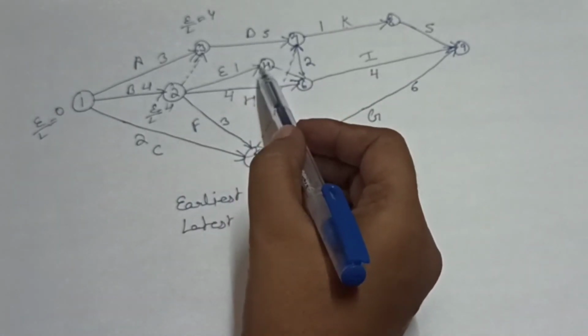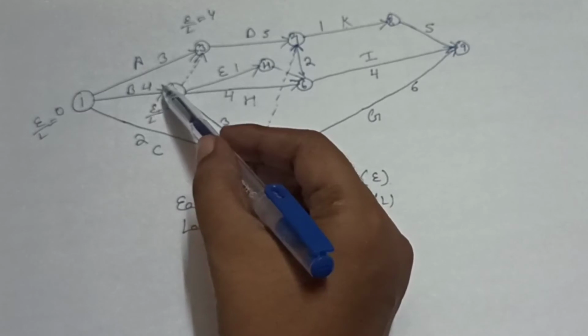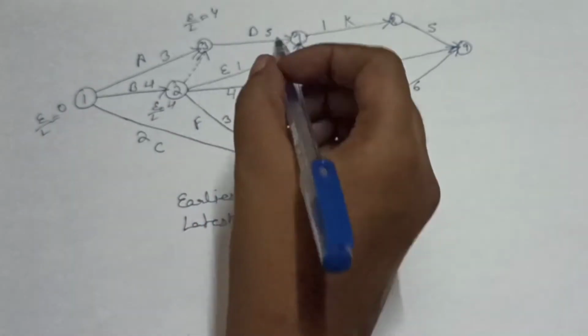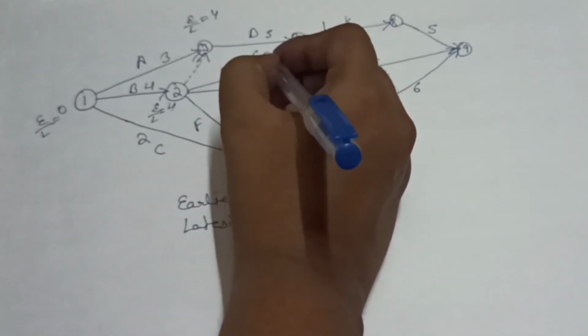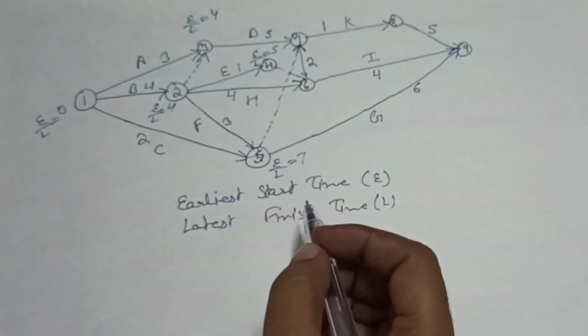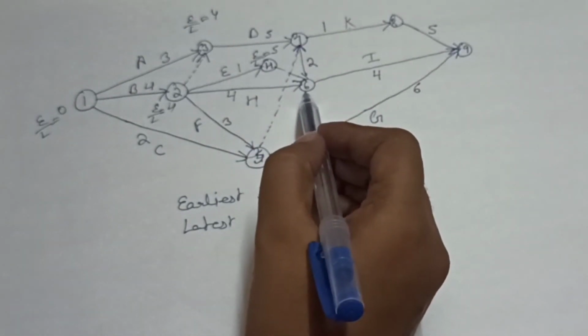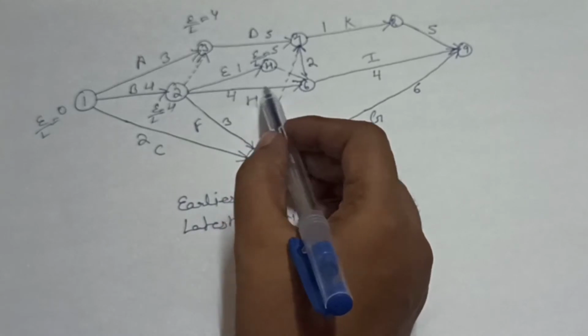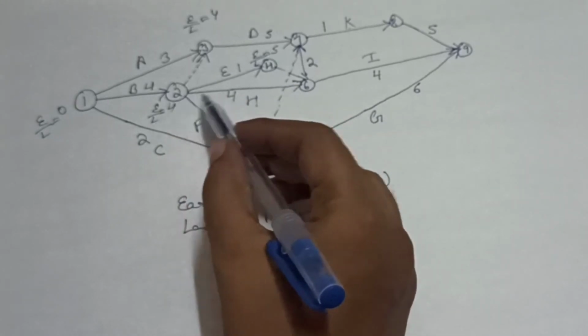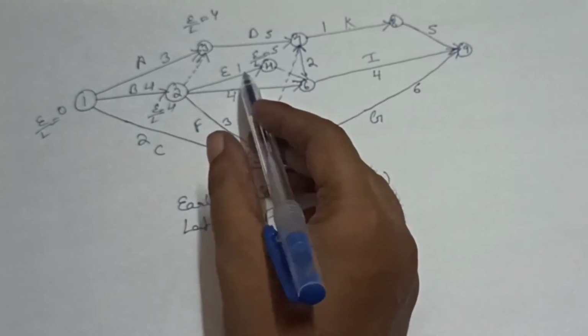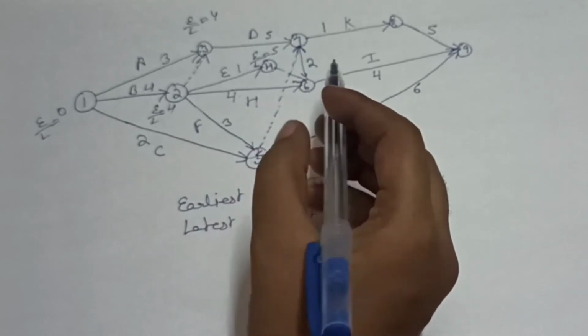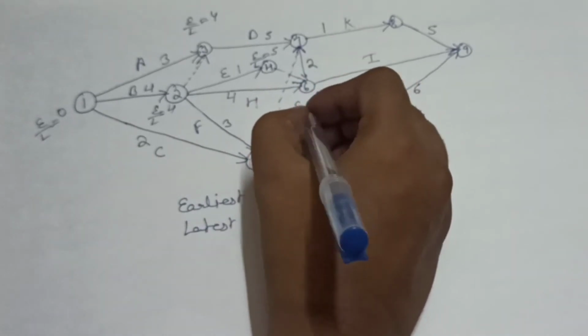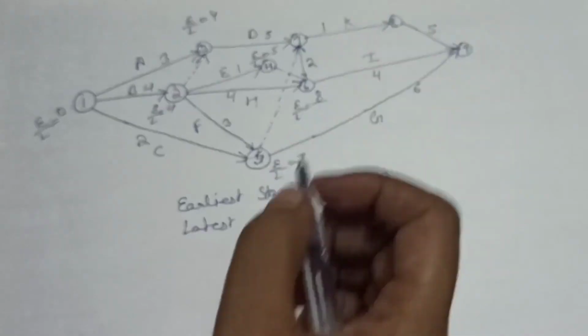Now we will calculate E for this node as 4 plus 1 is equal to 5. So we will write here 5. Now we will calculate E for this node. As we can say, here we have two activities. 4 plus 4 is equal to 8 and 5 plus 0 is equal to 5. So we will write here 8 because 8 is the maximum.